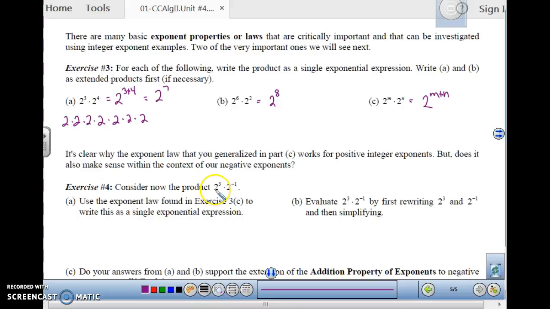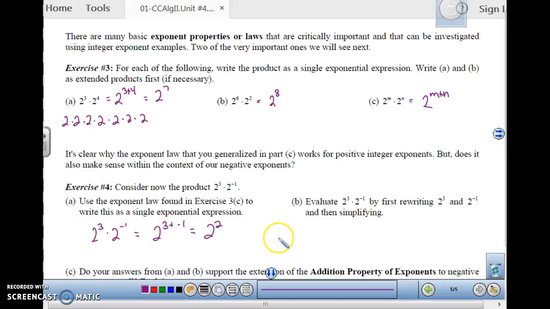Now let's look at the product 2 to the third times 2 to the negative 1. If we use the exponent law that we were just talking about, 2 to the third times 2 to the negative 1 would be 2 to the 3 plus negative 1, which would be 2 squared. And that's equal to 4 if we worked it out.